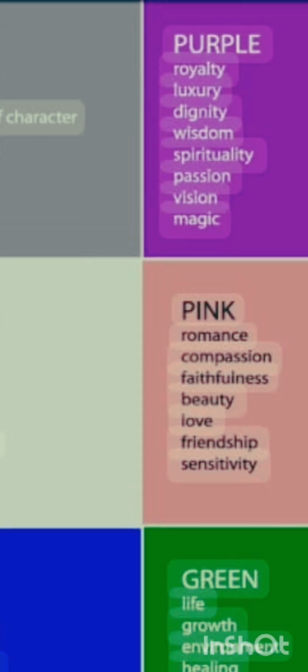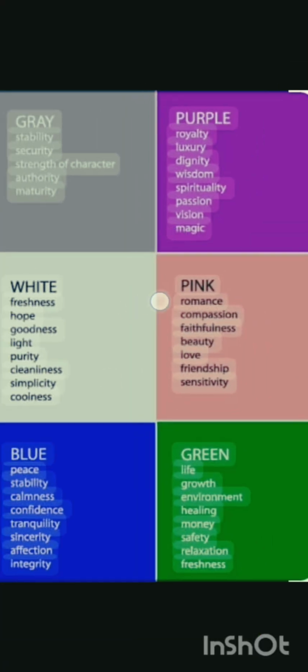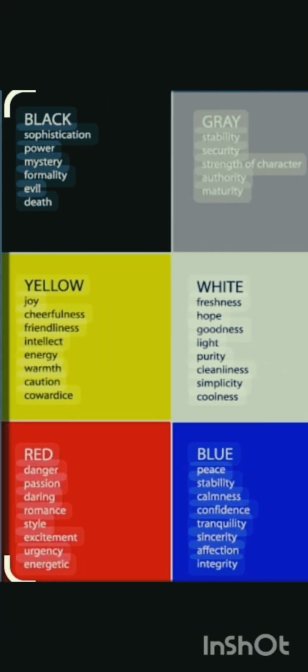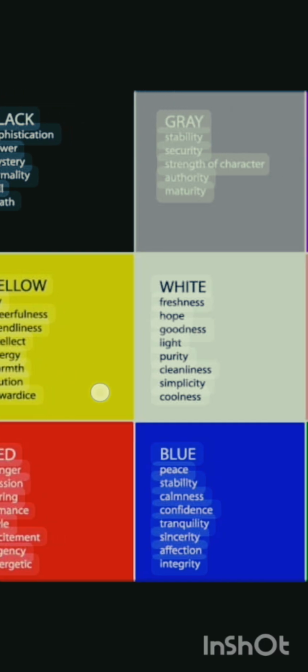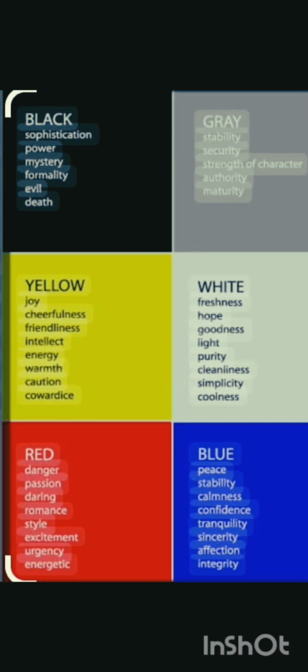Purple signifies royalty, luxury, meaning riches, right? Purple signifies dignity, wisdom, spirituality, passion, vision, and magic. So those are the various significations of purple. That is the black, the gray, and the purple. Then the next is yellow.